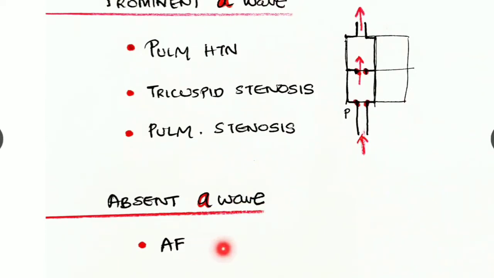It is seen in atrial fibrillation, where the atria fail to contract properly. There is no proper atrial contraction as there is atrial fibrillation, and there we are unable to see an A wave.